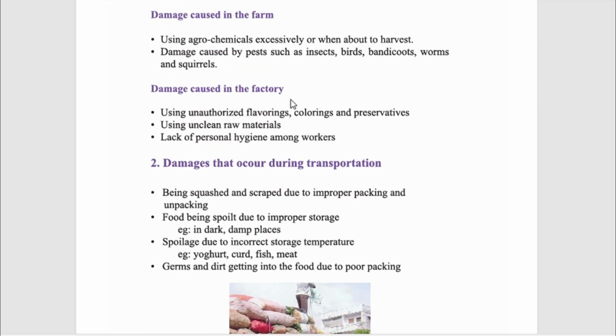Damage caused on the farm: using agrochemicals excessively or when about to harvest. Nowadays people are using chemicals, pesticides, weedicides, insecticides. When they add them excessively, it's not good. It also damages the farm. Damage is also caused to pests such as insects, birds. This is very important. Bandicoots, worms, and squirrels, these kind of animals will also die from these chemicals.